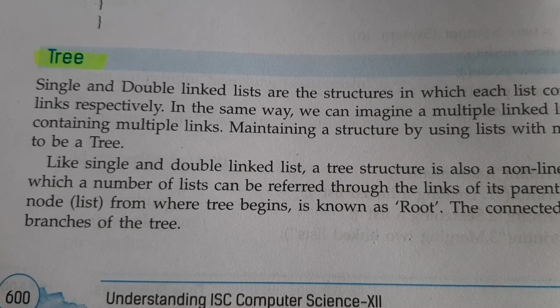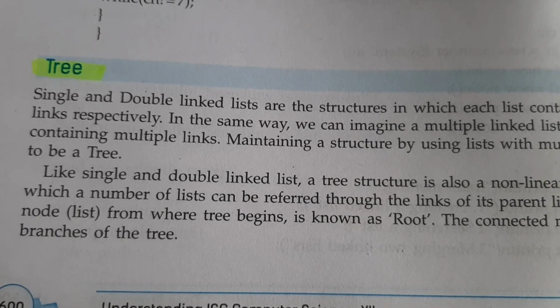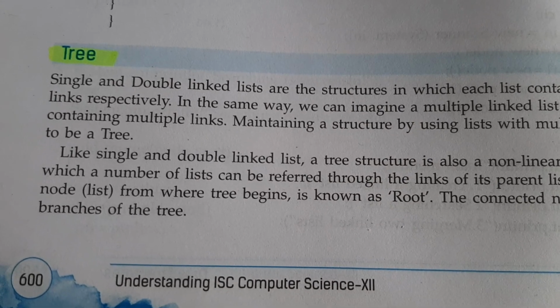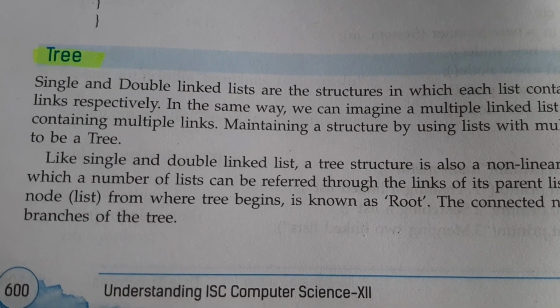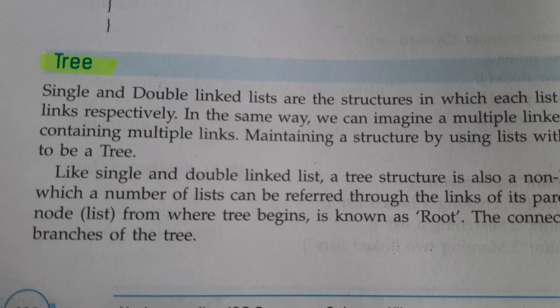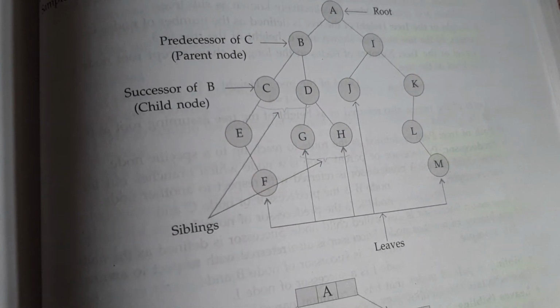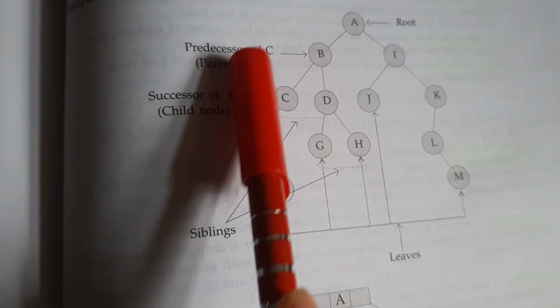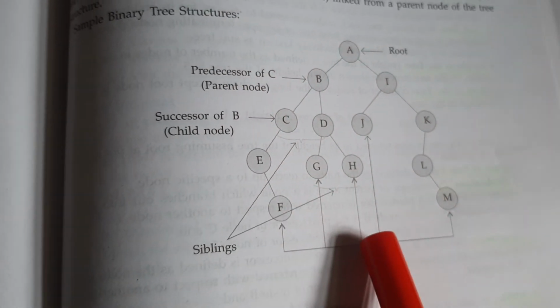Now, what is a tree? A tree is a data structure. We are talking about the data structure tree, not the natural tree. If you see a figure here, this is called a tree. This is how we search for the data. Now, the alphabets written here are called data.